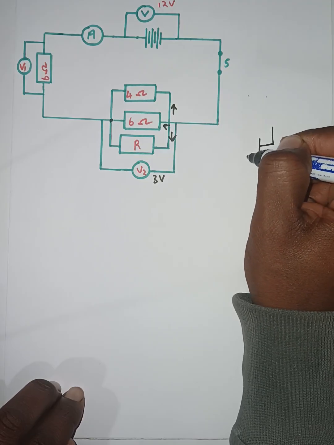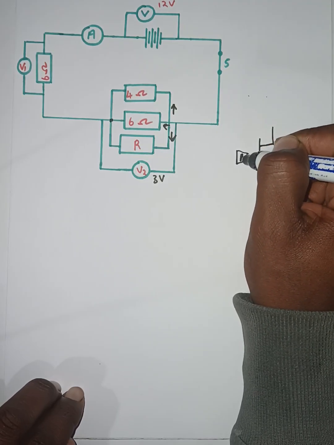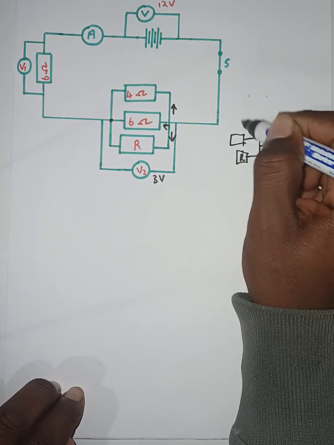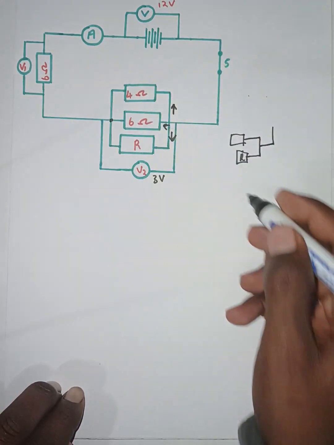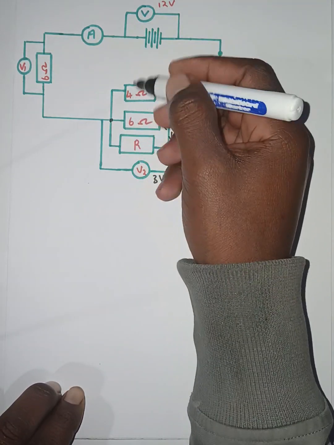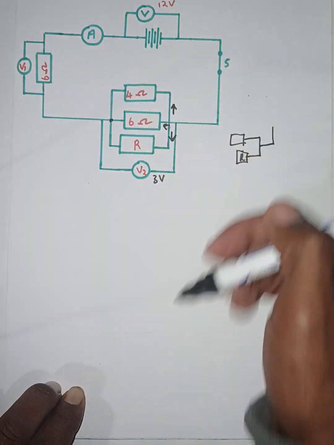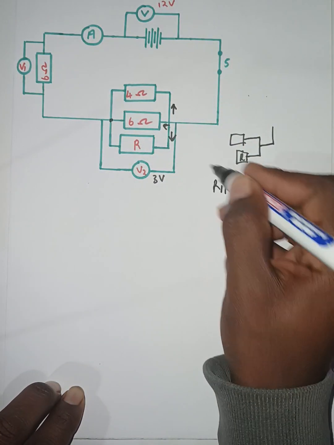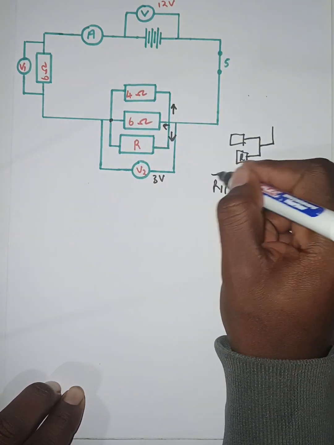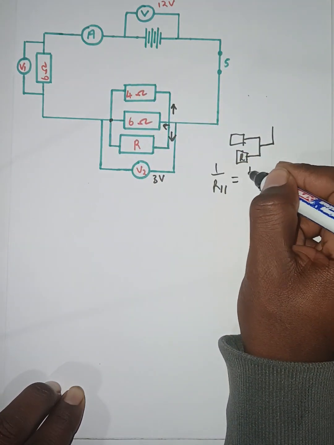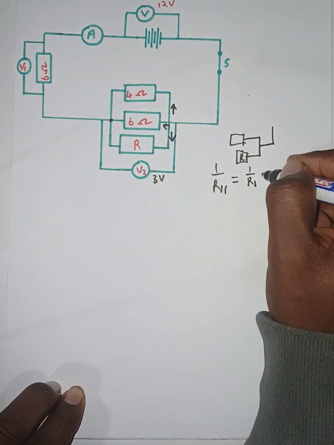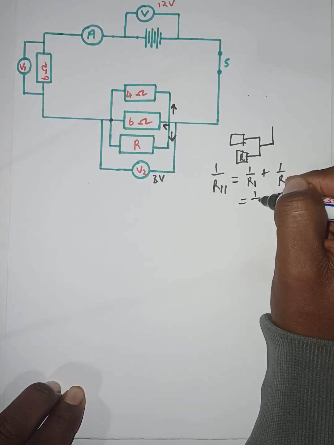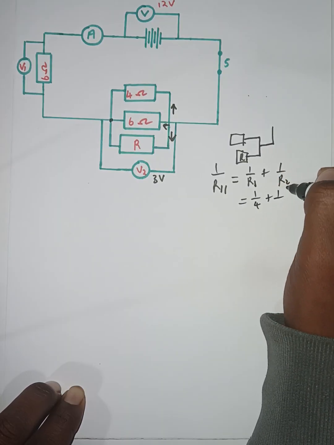So we would have that R, forgive me about that ugliness there, and we would have that R parallel when I combine those two. So I'm going to calculate my R parallel, but only using these two. So 1 over R parallel equals 1 over R1 plus 1 over R2. Now I'm going to tell you why I'm doing that. That would be equal to 1 over 4 plus 1 over 6.